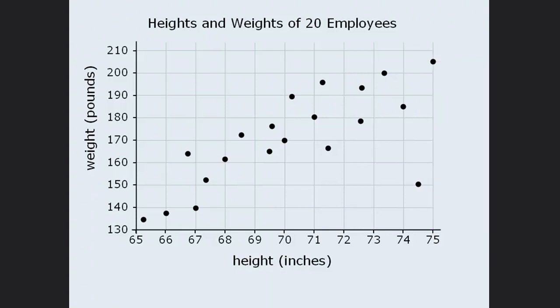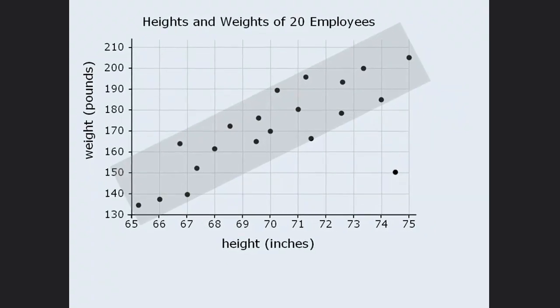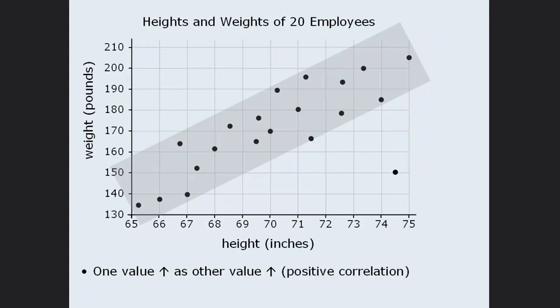Now from the scatter plot, we can see a relationship between the employees' heights and their weights. For the most part, the taller the employee, the heavier the employee. In more general terms, we can loosely say that as one value increases, the other value also increases. When this occurs, we see that we have a positive correlation.